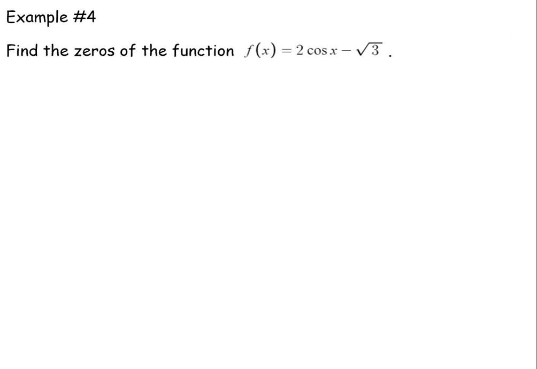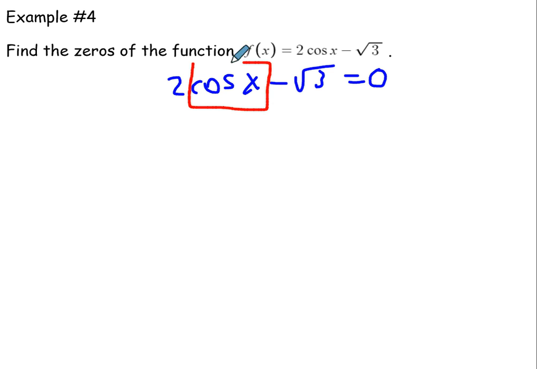Example number 4, find the zeros of the function. So again, you need to put that equal to 0. So you're going to start with 2 cosine of x minus square root of 3 equals 0. So the first step consists of isolating this. So you need to get rid of everything that's around. So you should isolate by getting square root of 3 over 2.